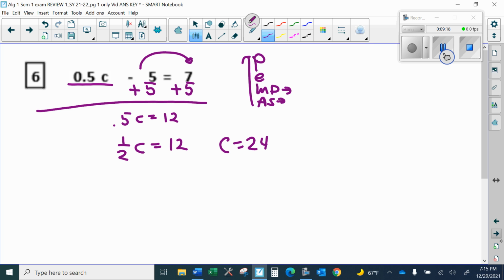And how do I get rid of 1/2? I multiply by the reciprocal. The reciprocal of 1/2 is 2. Whatever I do to one side, I must do to the other side. Those cancel out, and I get c equals 24.